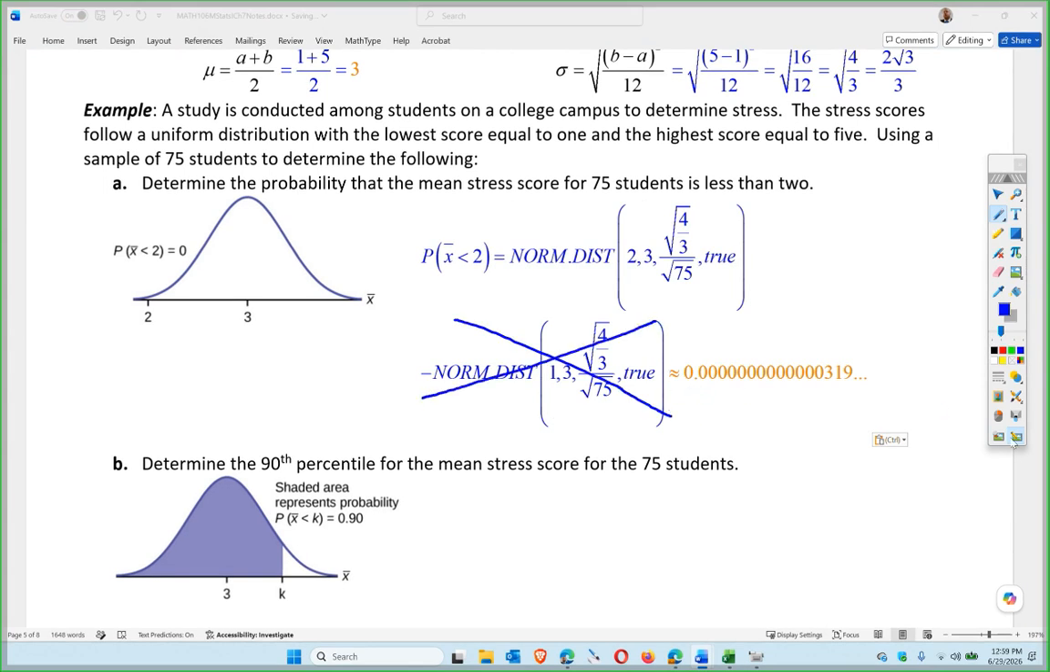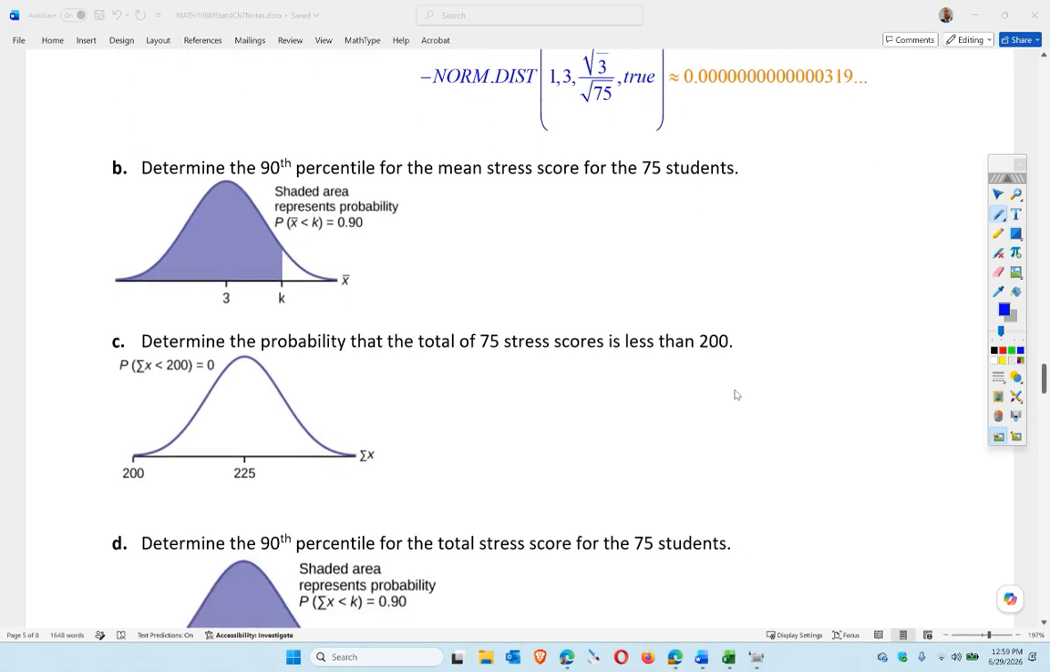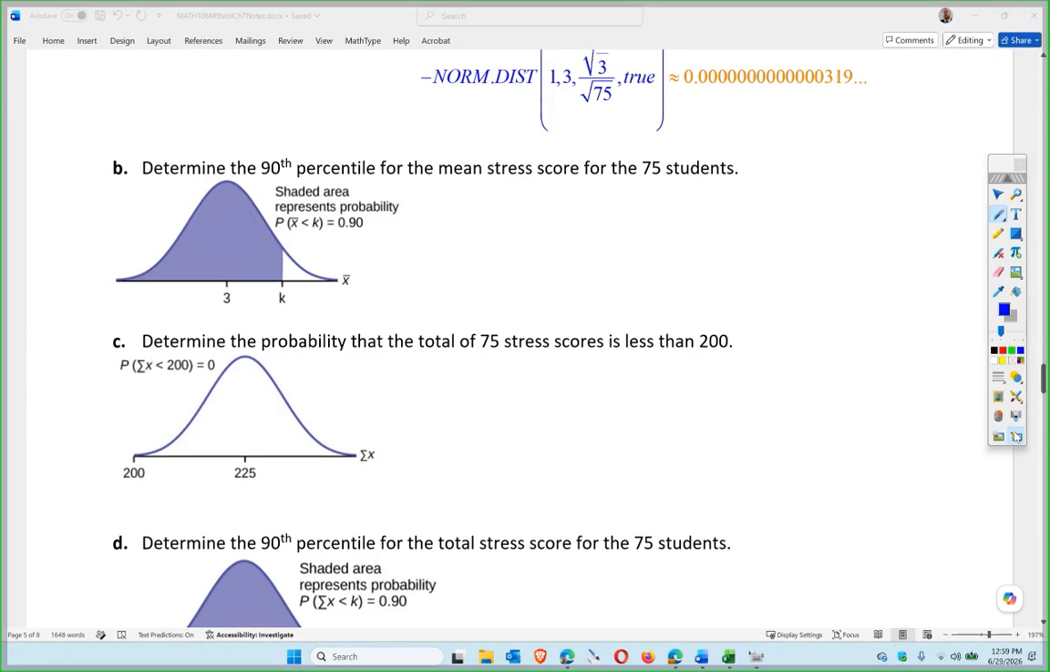Okay, let's say we want the percentile, a 90th percentile. So if I take 75 students and take their average, what would the average of that group be? Obviously the average is 3 in this particular thing. So the 90th percentile should be more than 3, essentially, right?